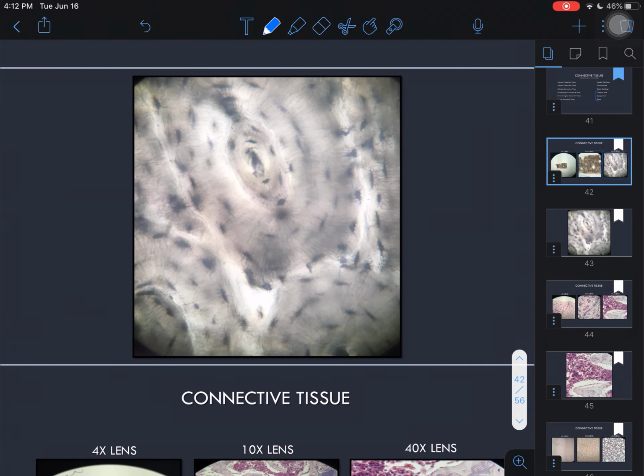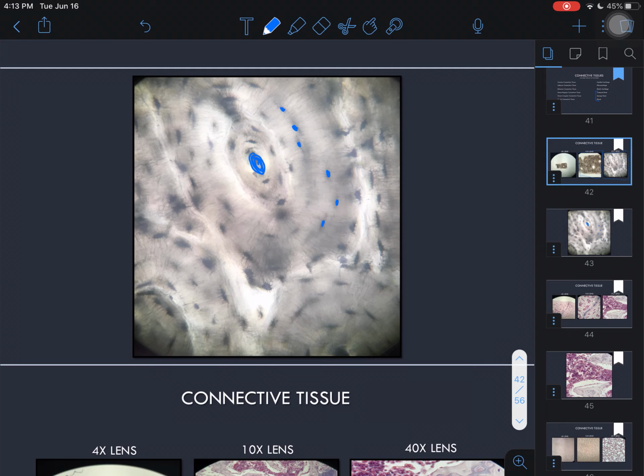Here's the blow up. It looks a lot like tree rings because this is compact bone. This is what we think of when we say we break a bone. This is what makes up that hard outer shell. Okay? And in this case, we have osteones, right? Our osteocytes are actually these guys right here.